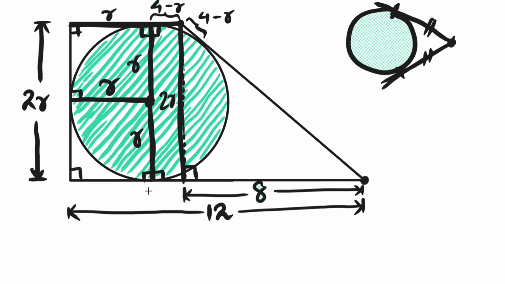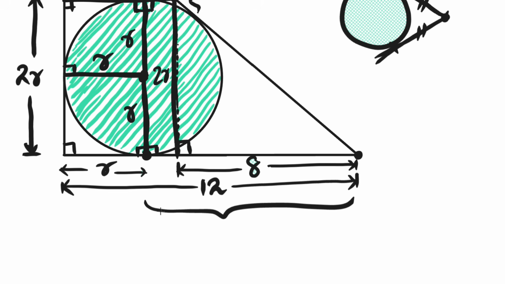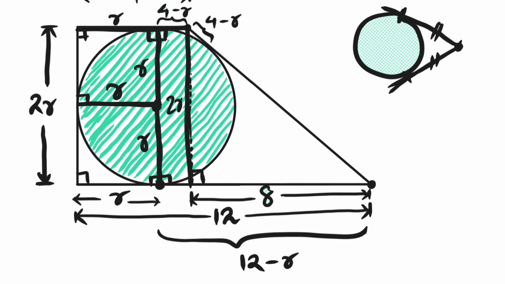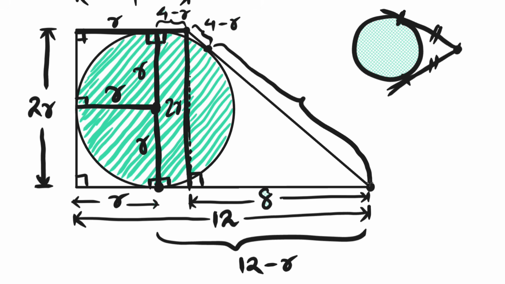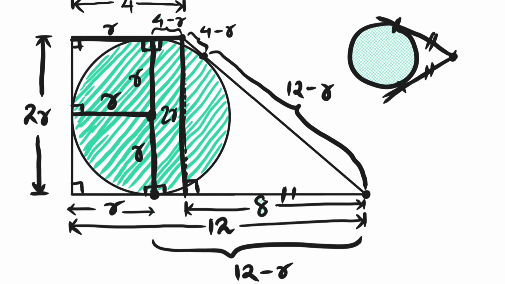Now, let's do exactly the same thing at the bottom right corner. The entire bottom side is 12 units long. The circle touches the bottom side r units from the left side, so the remaining distance from the touching point to the bottom right corner is 12 minus r. That is one tangent segment from the bottom right corner. Therefore, the corresponding tangent segment along the slanted side has the same length, which is 12 minus r.